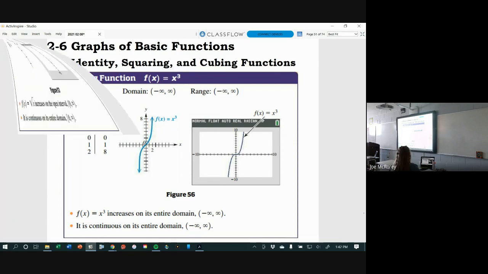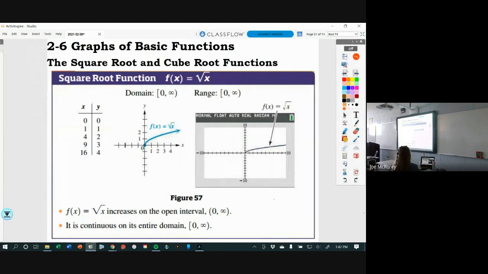The next function is the square root function. The square root function domain is not all real numbers. Why not? Its domain and range stop at 0. Why does the domain start at 0? Because it doesn't go below. Why? Well, because you cannot take the square root of a negative number, right? Because the square root of a negative number is imaginary.